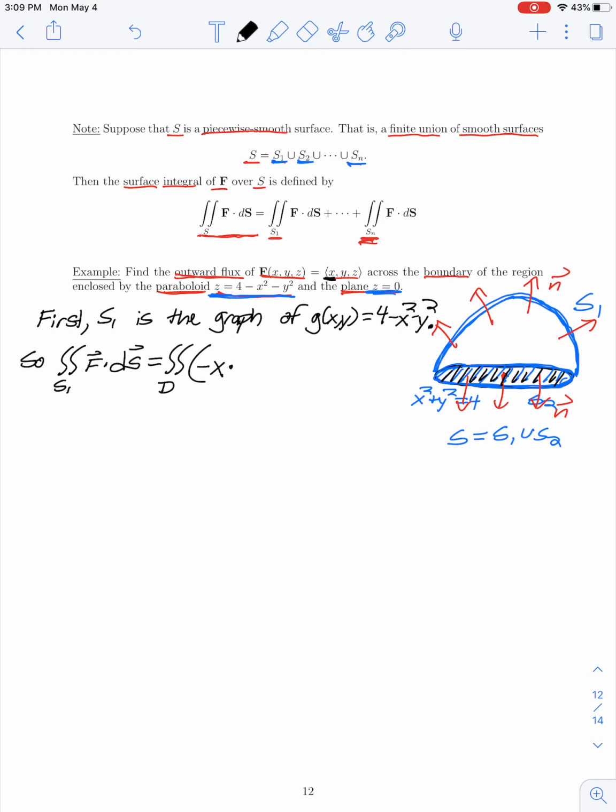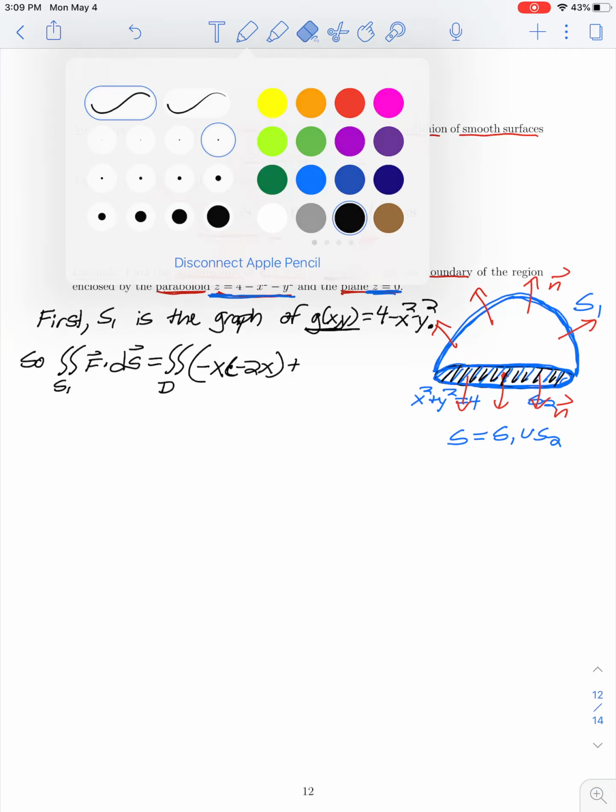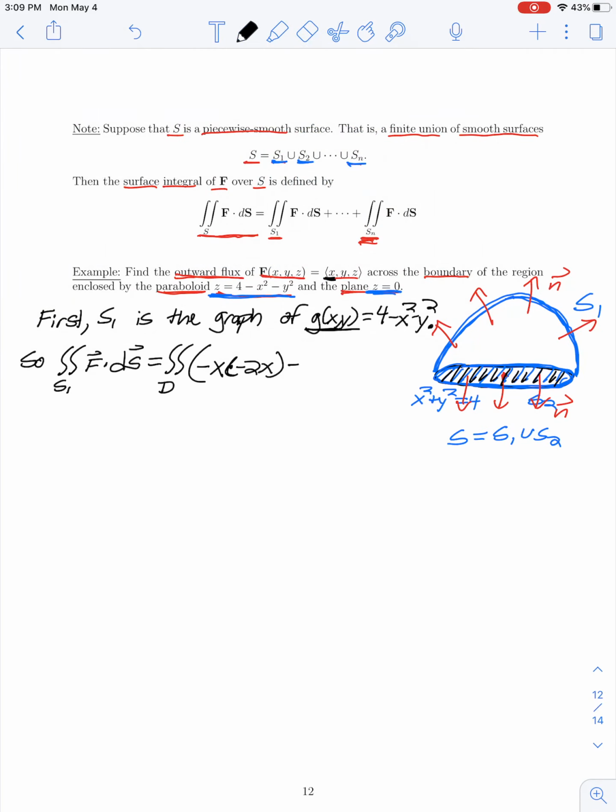So here we have negative x times the partial derivative of g, the graph of our function, with respect to x, which would be negative 2x, plus minus the second component of our vector field Q, which was y here, times the partial derivative of g with respect to y, which would give us negative 2y, plus R, the third component of our vector field, which is z, integrating with respect to area.